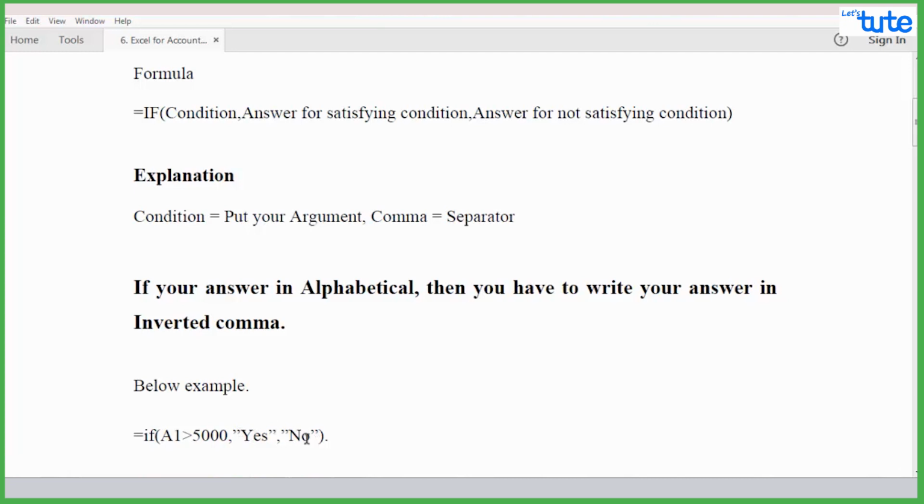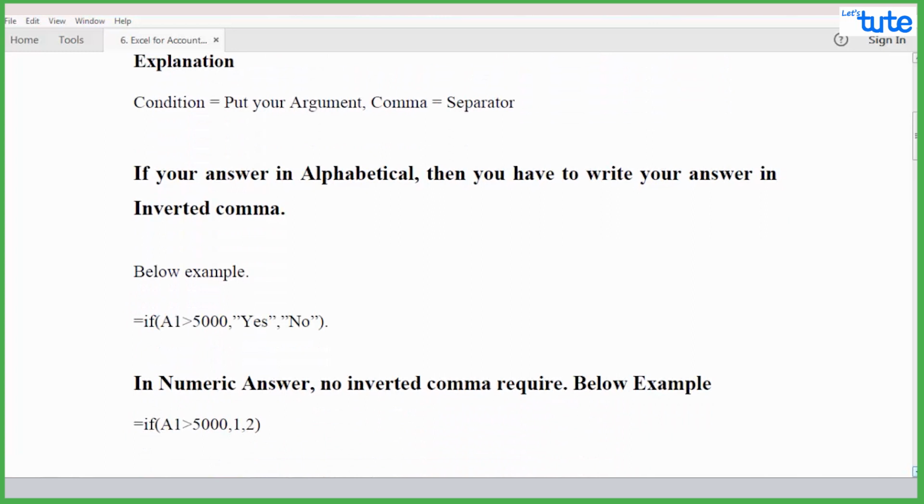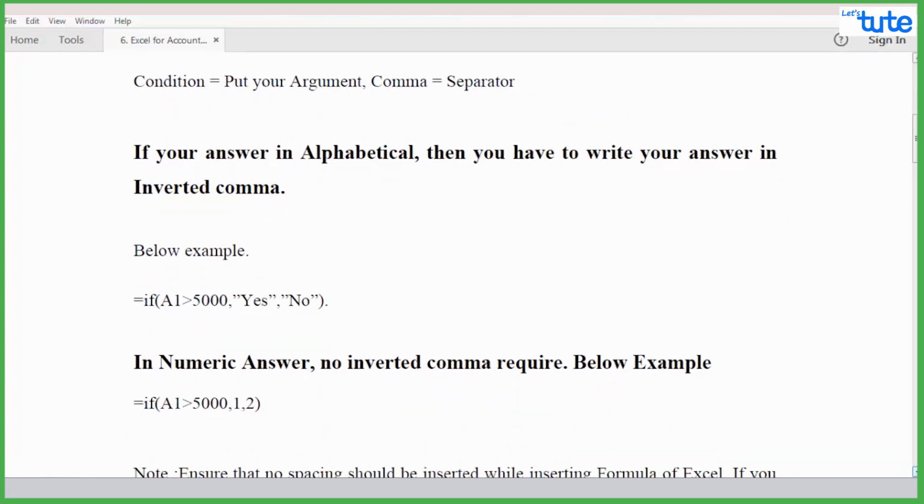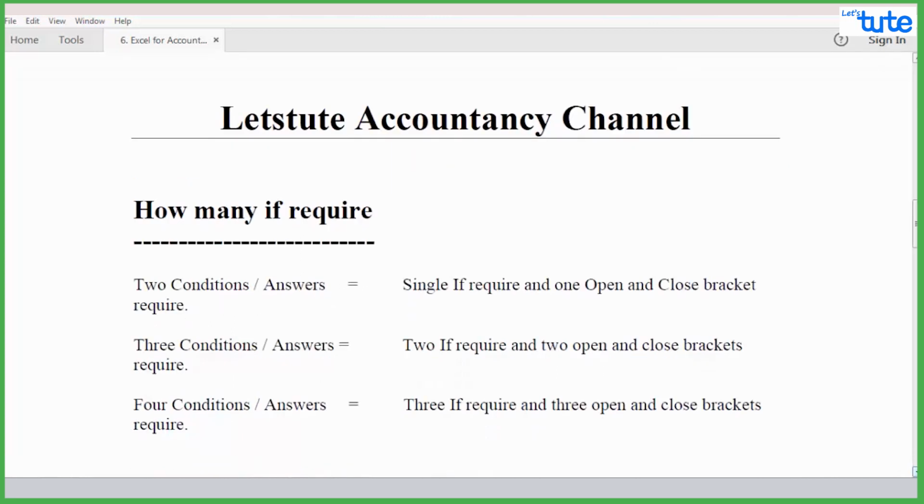Please note that there is no space in the IF function. But if by mistake you put a space, Excel will automatically remove it. If your answer is numeric, then no need to give quotes, just give numeric data only. Now, let us see the detailed analysis of the IF condition.